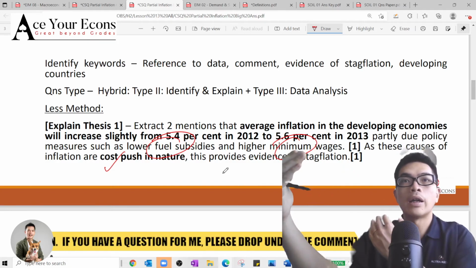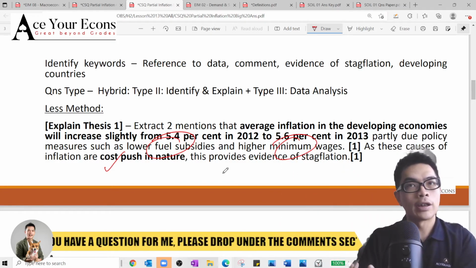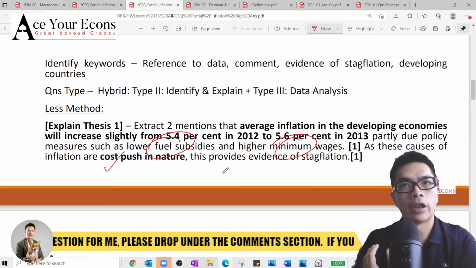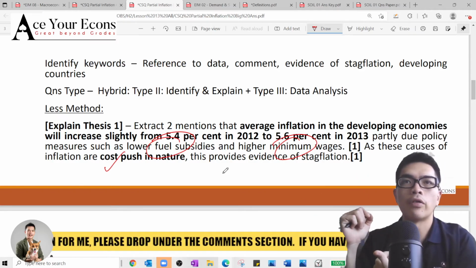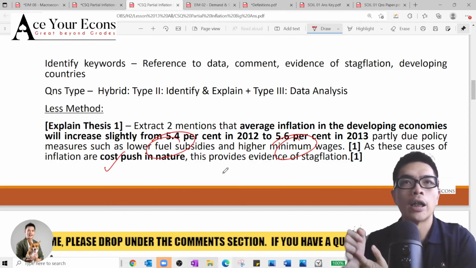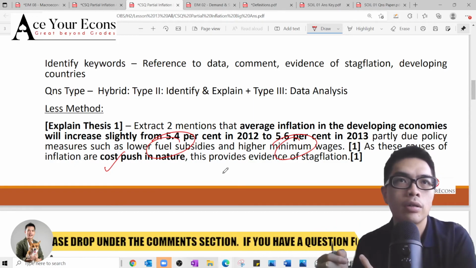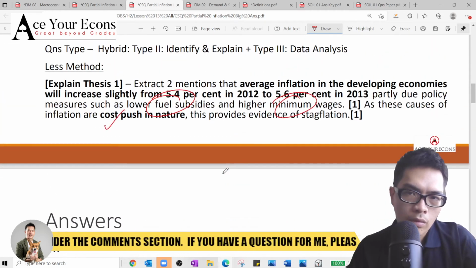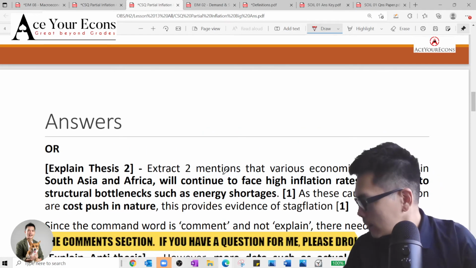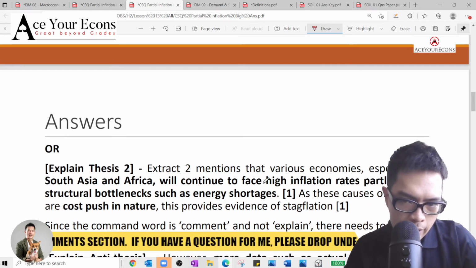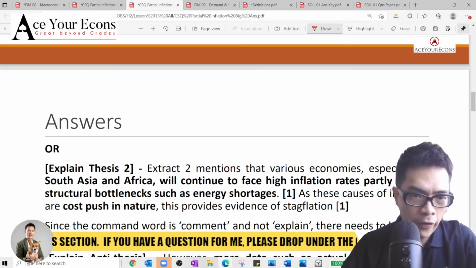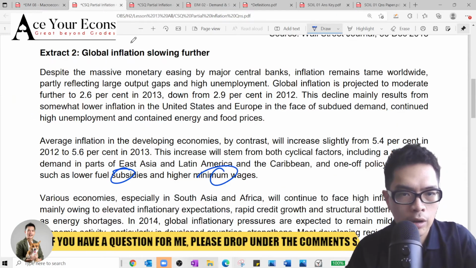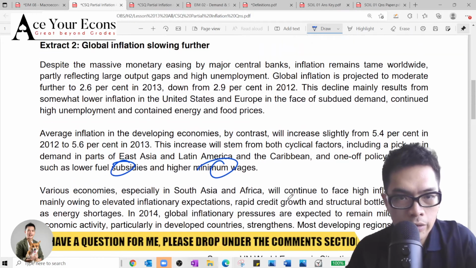So remember, it's always working backwards. You know that stagflation is asking for cost push inflation. You know that the thesis requires you to identify evidence. Go and find the evidence. Lower fuel subsidy acts like a tax. Higher minimum wage acts like a higher wage cost. This is going to drive up your production costs. So the second thesis that you want to consider is here. Extract 2, South Asia and Africa, due to energy shortage, supply side bottleneck, structural bottleneck. Do you see that? Where is that?